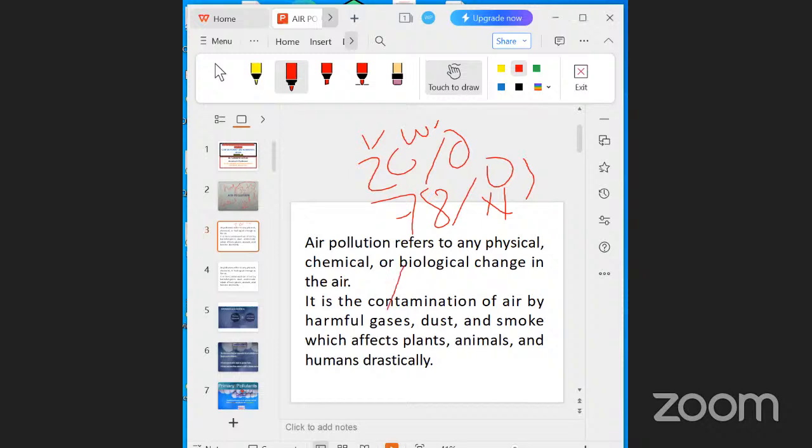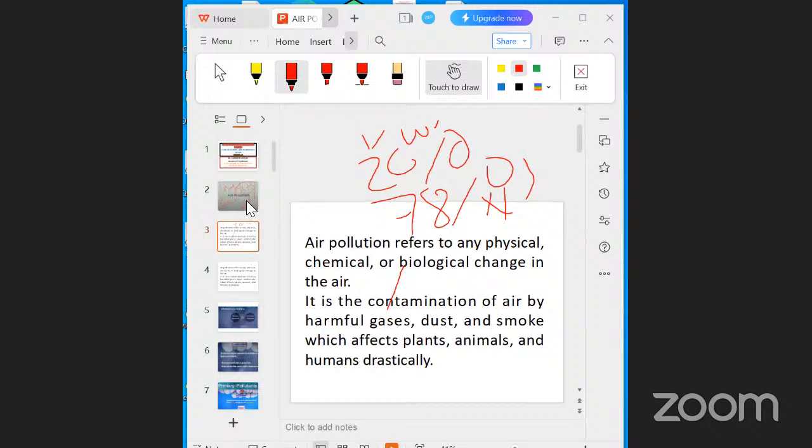So now, what is air pollution? The definition is when the air gets polluted by various factors, such as gases and chemicals or biological matter in the atmosphere. So that is called air pollution, right?